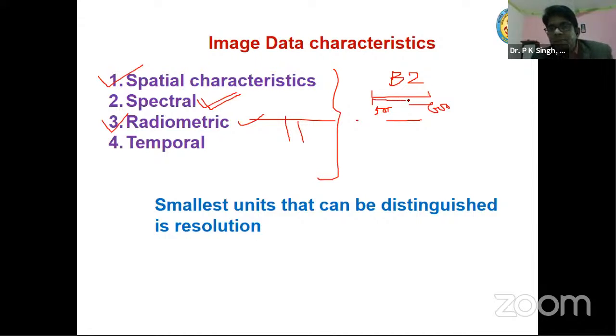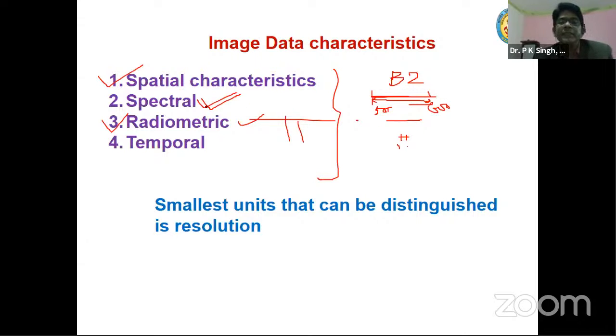So what is the wavelength of this band? That is spectral characteristic. And resolution means how narrow the band is. The narrower the band, the higher the resolution. That is why for hyperspectral, the resolution is very high. Here the width is 100 nanometers. There it may be 5 nanometers only. From 500 to 505, 505 to 510, 510 to 515, 515 to 520. The bands are very narrow. So all those characteristics are recorded in these spectral ranges.